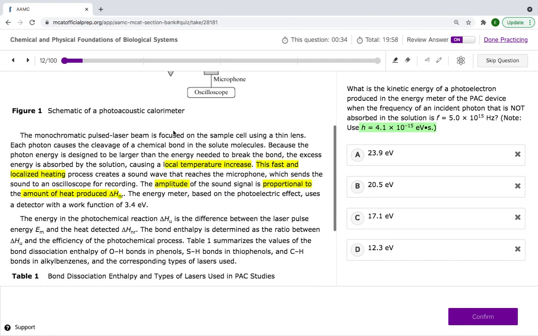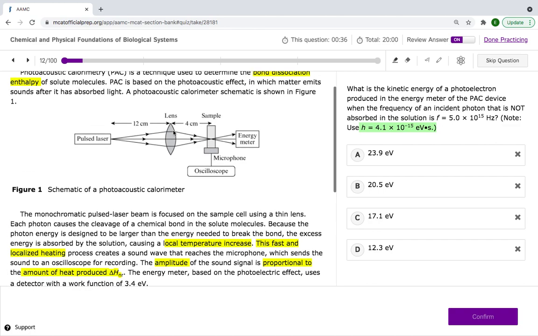The energy of the photoelectron: that means after the photon hits the sample, we emit an electron. The photoelectron is the one that's emitted. What is the kinetic energy of that? In order to know that, we need to know the incident photon energy, which is E equals H times F. The energy of the incident photon is H, which is not Planck's constant here, times F.